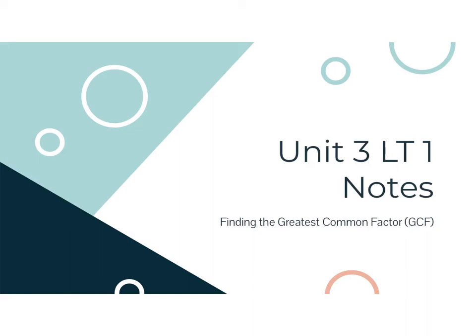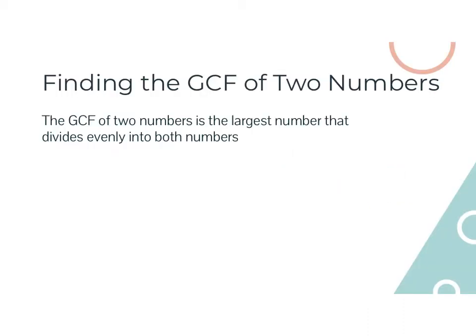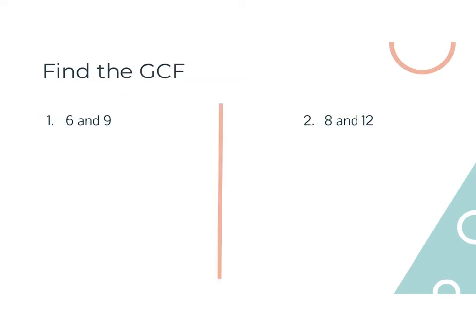Today we are kicking off Unit 3 by talking about finding the greatest common factor, or in other words, GCF, as we abbreviate it most of the time. So when we find the greatest common factor of two numbers, we are looking for the largest number that divides evenly or wholly into both numbers. So if we're looking at two things, we want to see what number goes into both of those. That's what GCF is. It's the greatest common factor.